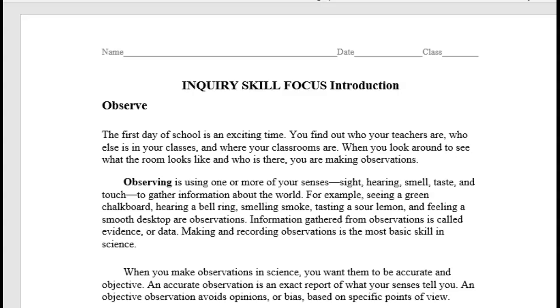Please follow along with me as we go over this worksheet together. Inquiry Skills Focus Introduction. Observe.